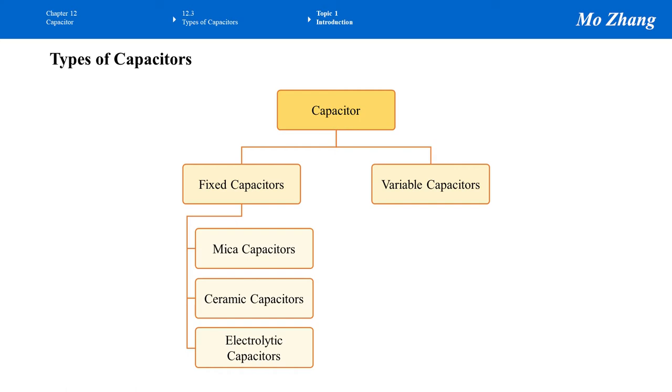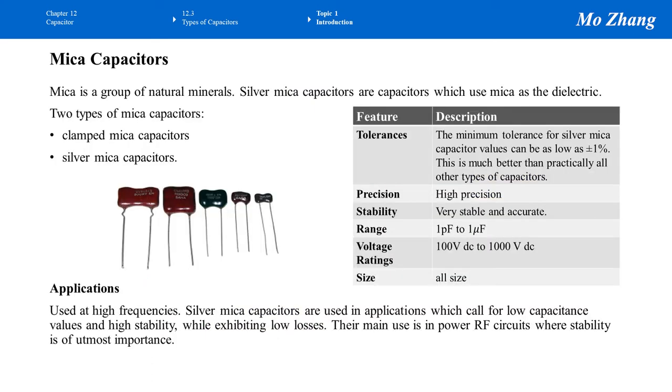Under the fixed capacitors, it includes mica capacitors, ceramic capacitors, electrolytic capacitors, and a few more different kinds of capacitors. In this class, we focus on these three. For mica capacitors, mica is just a group of natural minerals. Silver mica capacitors are capacitors that use mica as the dielectric, which means we put mica materials between the parallel conducting plates to boost the capacity of the capacitor, which is called the capacitance.